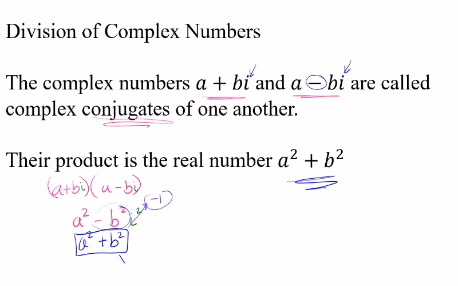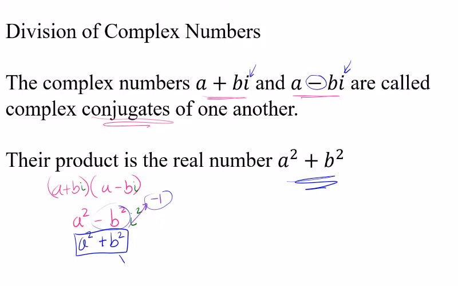So I'm going to get a squared. So that's going to be 3 squared, which is 9. Then I'm going to get b squared. Remember, b, not the i, just the b squared. So it's going to be 3 squared plus 2 squared, which is 9 plus 4, which is 13. Simple as that.